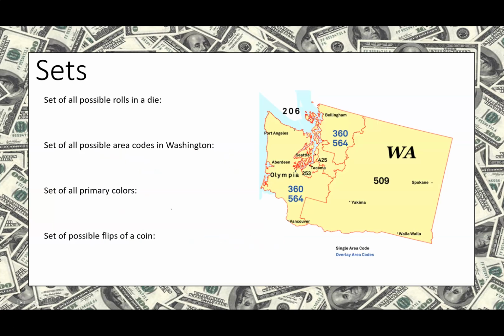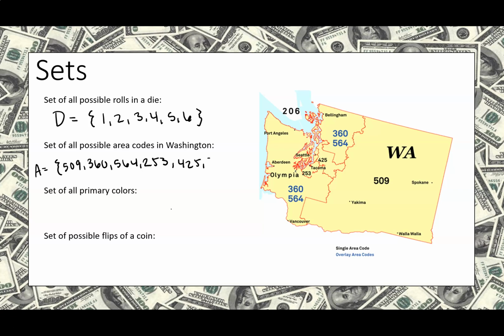All right, what is the set of all rolls of a die? Well, let's go ahead and do D for die, uppercase, of course, and we can obviously roll a 1, a 2, a 3, a 4, a 5, and a 6. Set of all possible area codes in Washington. I'm going to use the letter A for area codes, and it looks like we've got a 509, 360, 564, 253, 425, 360, and a 206. I think I got them all.